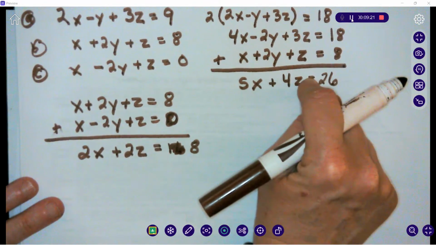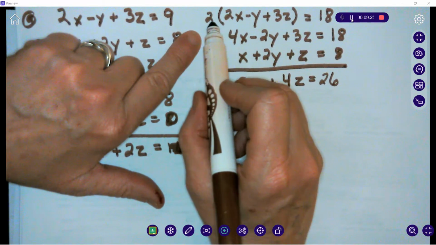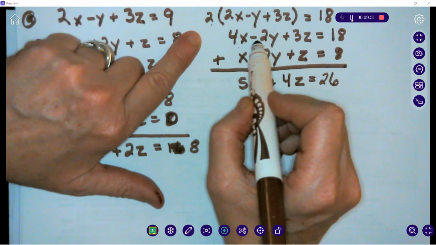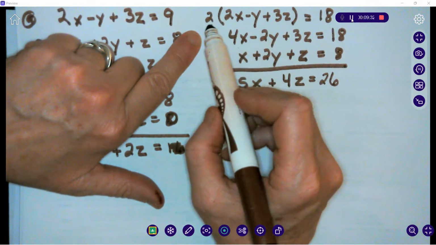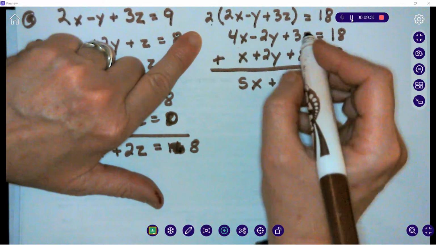You know what? I made another mistake. I was wondering why that wasn't 7z. Okay, so right here we did 2 times 2x, which would be 4x. 2 times negative y is negative 2y, but I forgot to do the distributive property here. 2 times 3z, this should be a 6z.